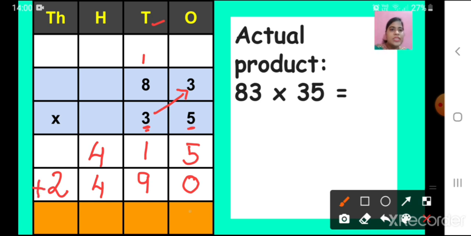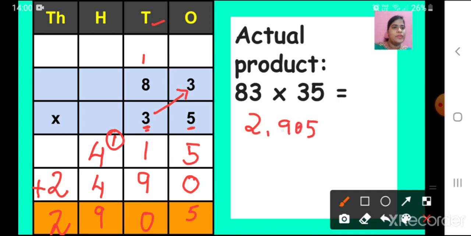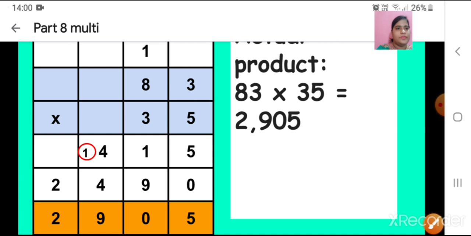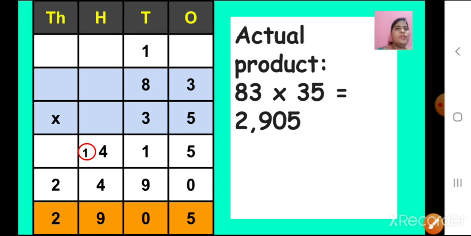5 plus 0 is 5. 1 plus 9 is 10. 1 carry over and here 0, 10. Then 1 plus 4 is 5. 5 plus 4 is 9. And 2 in the thousands place. So our answer is 2905. If we are multiplying 83 into 35, we will get 2905. So children, write it down properly in your notebook.